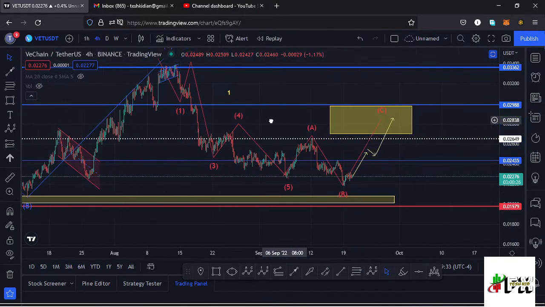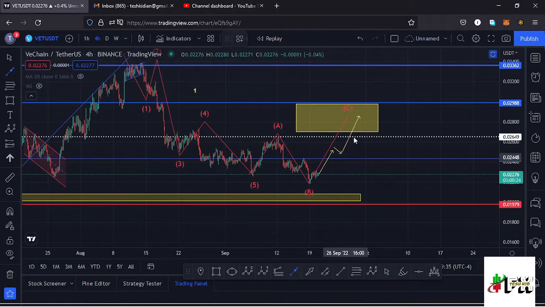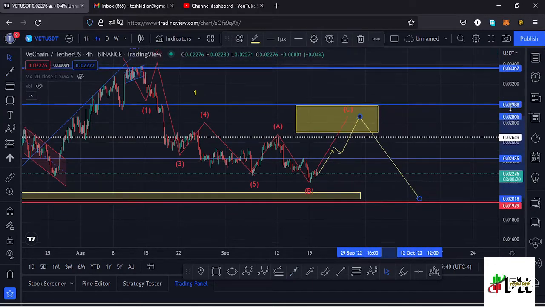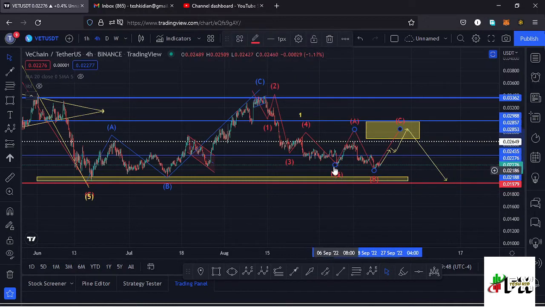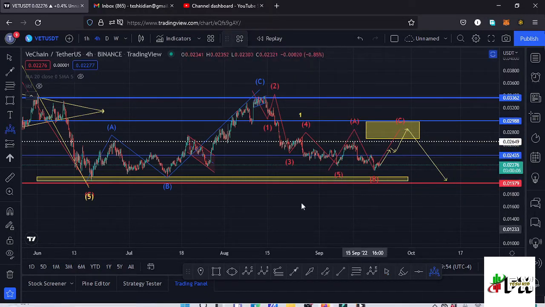Then once that plays out, I will expect a massive pullback to the lower side in the formation of a wave 3 down here to give us a new low. And in case this movement to the upside plays out in the formation of a wave 2, that will be completing a chart pattern here on this chart, which is a head and shoulders pattern.